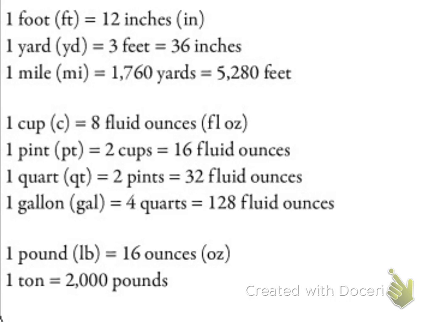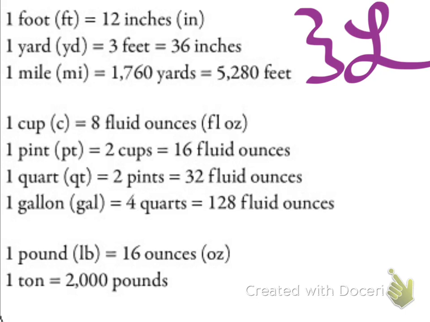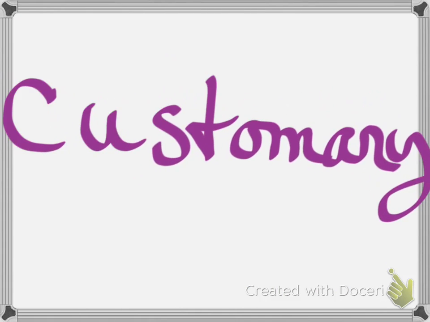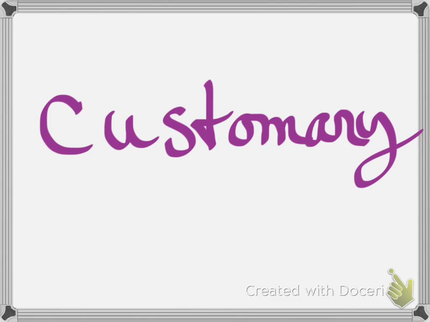This is a graphic organizer of the basic customary conversions. Up here you have length, in the middle you have capacity, and down here at the bottom you have weight. Refer back to this whenever you need to throughout the tutorial.